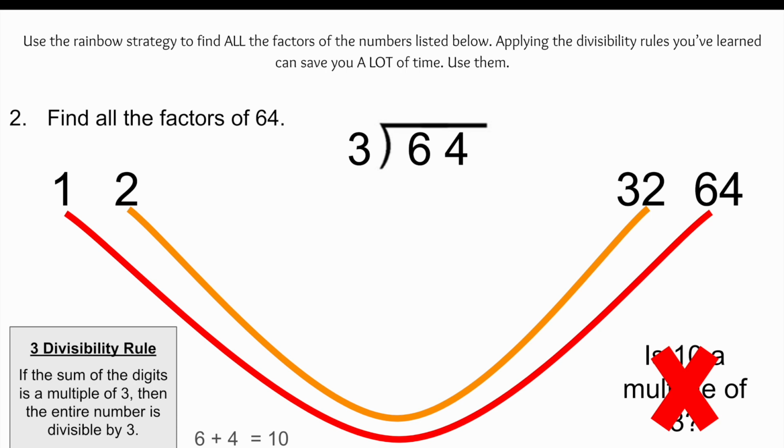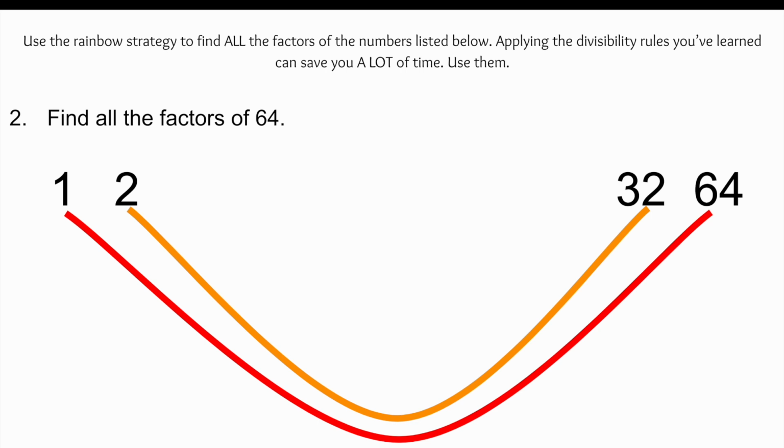So do we need to waste our time doing the long division here? No. Once we check the rule and see that it's not going to be a multiple, we can skip over 3 and go right to 4. Is 4 a factor of 64? Now for 4, we're going to have to do the long division. So let's do that and check. Remember, if we get a remainder, then 4 is not a factor. And if we don't get a remainder, then it is.